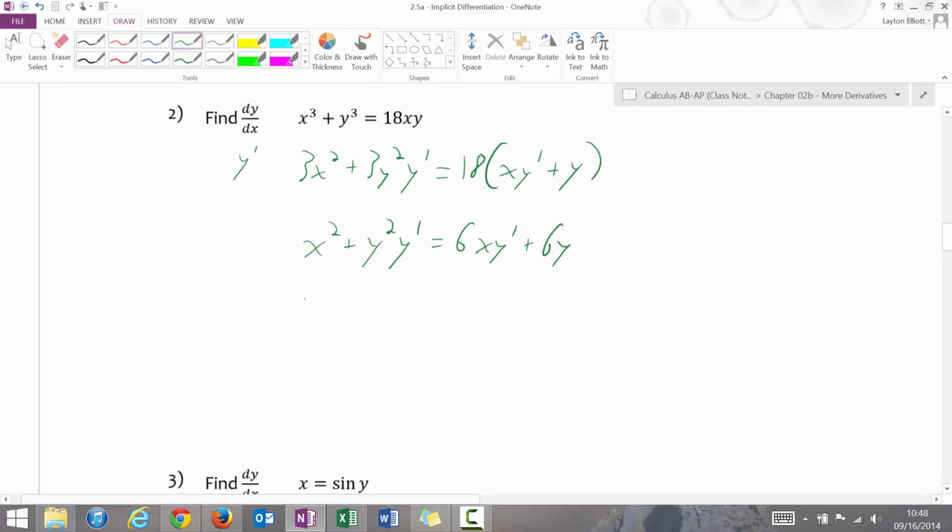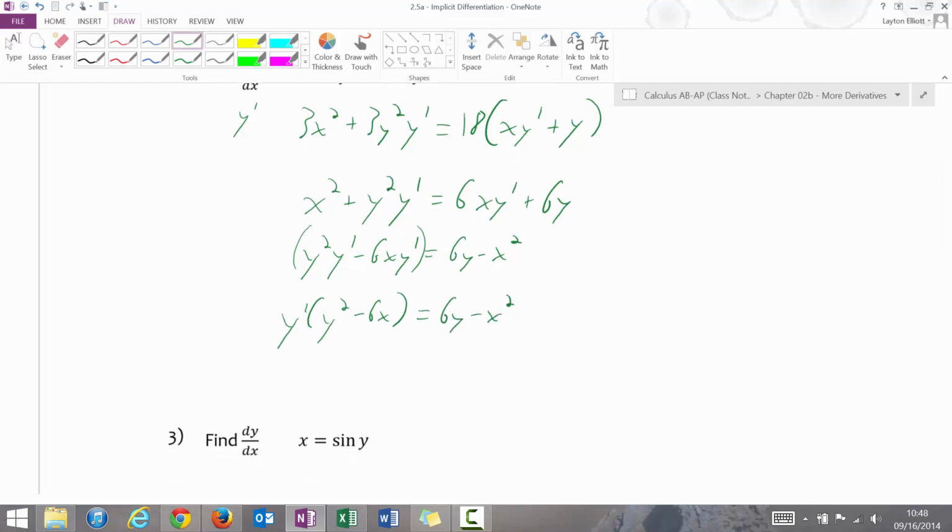Then I'm going to move the y primes to one side, so I have y squared y prime minus 6x y prime. Move the non-y primes to the other side, 6y minus x squared. Then I'm going to factor out the y prime. Y prime times y squared minus 6x is equal to 6y minus x squared. And then divide both sides by what's left. I've got y prime is equal to 6y minus x squared over y squared minus 6x.